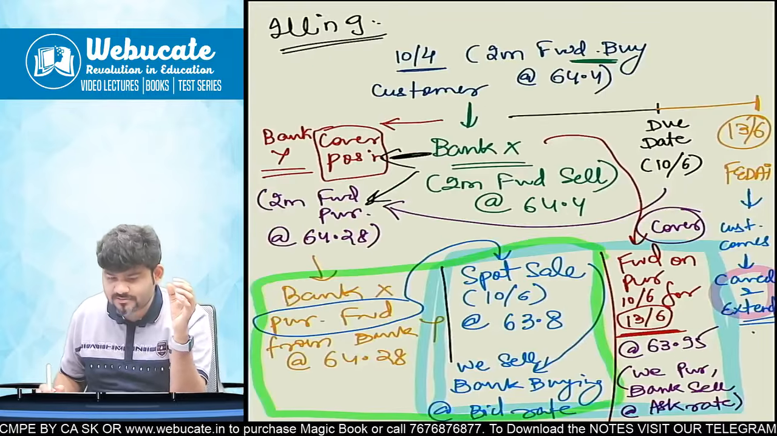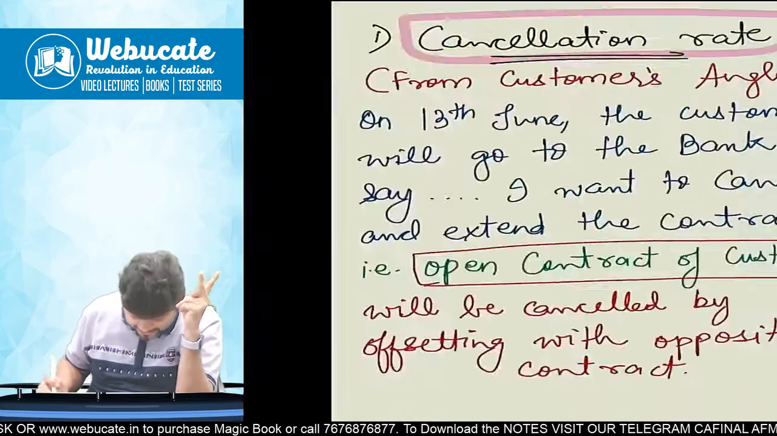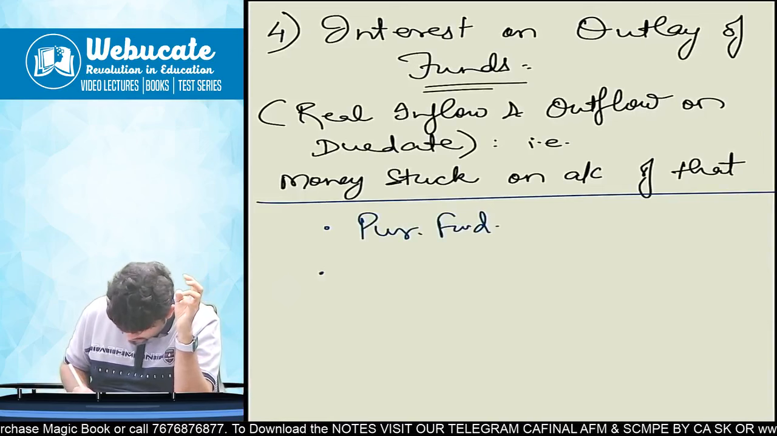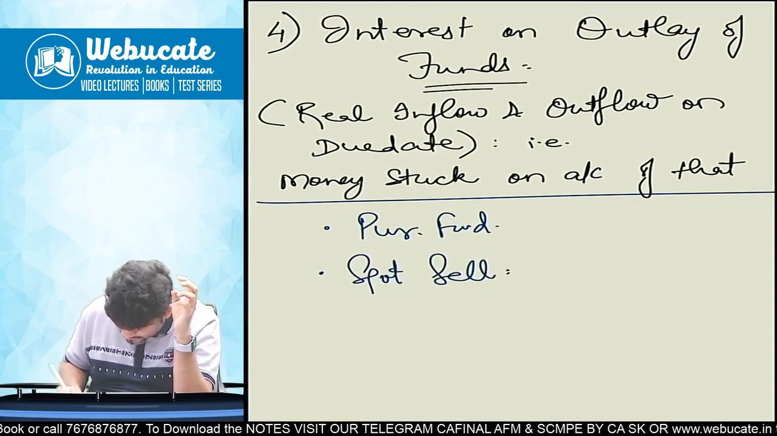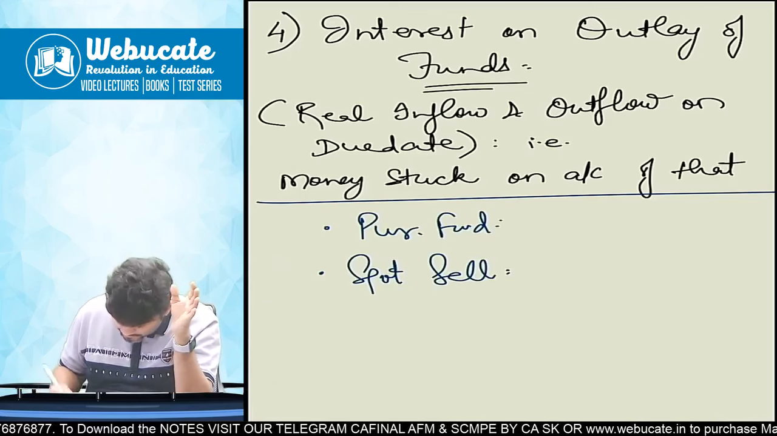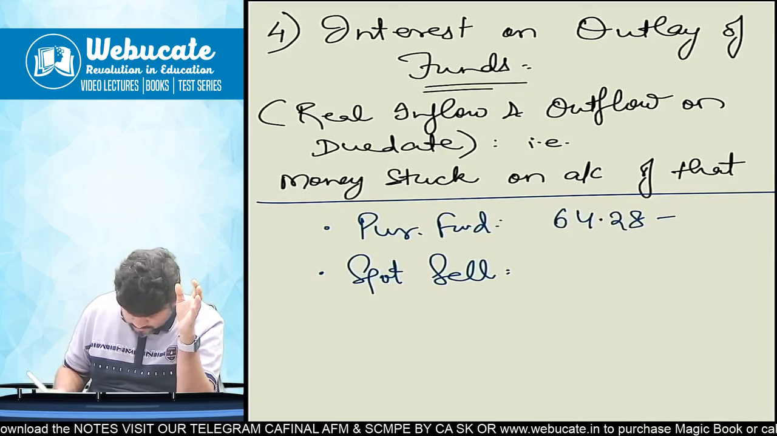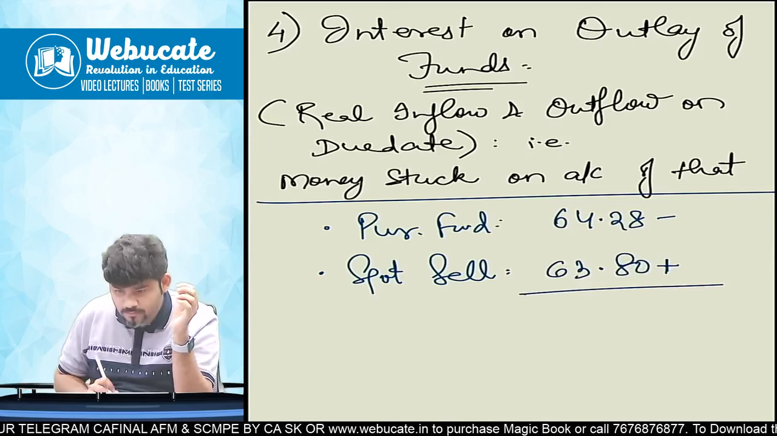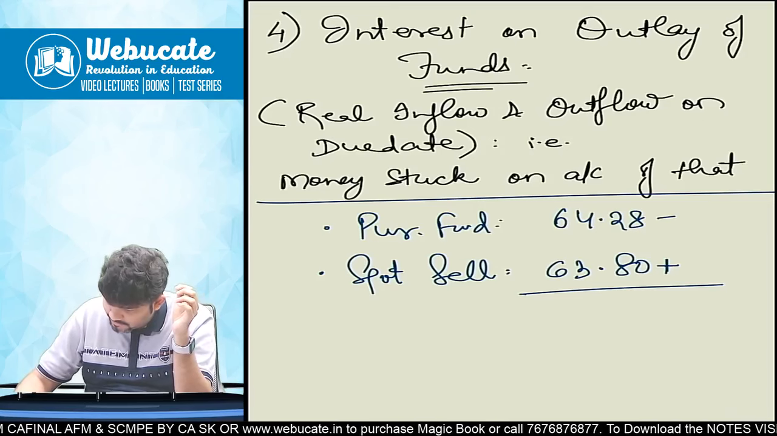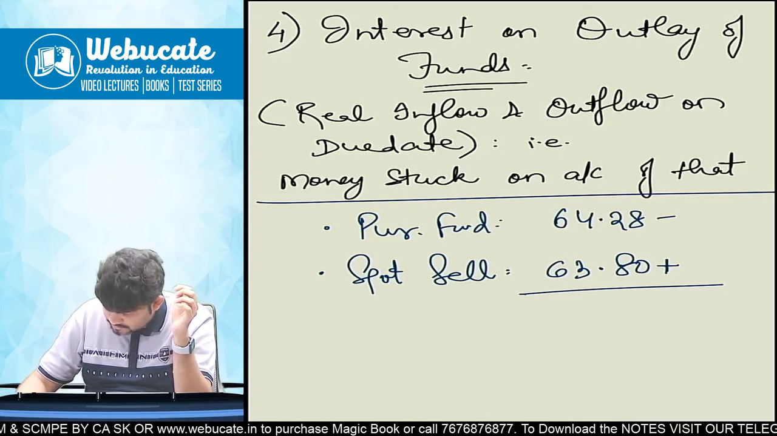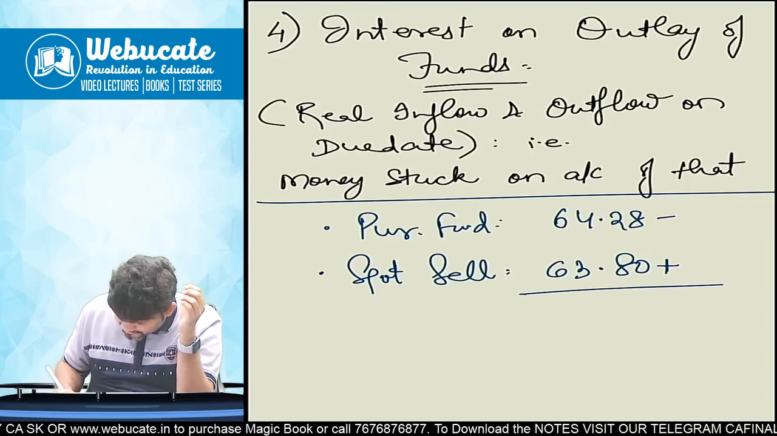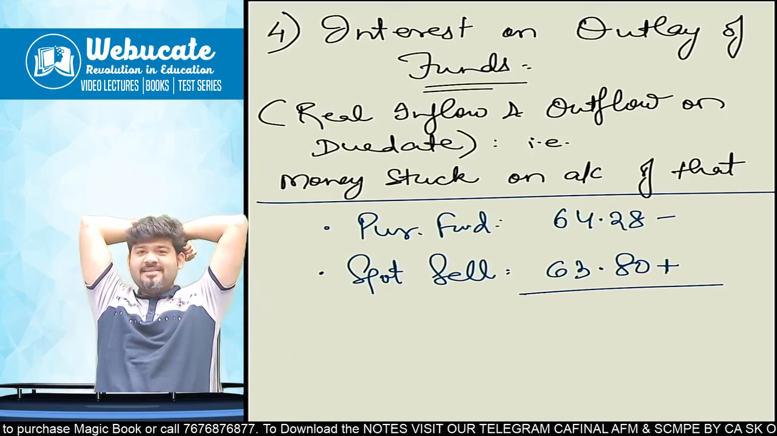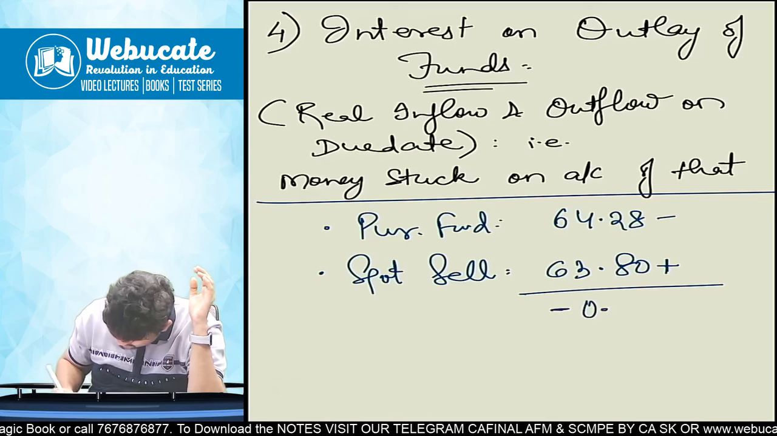So there are two things: purchase forward 64.28, spot sale 63.8. So 0.48. Oh, we are losing money. Oh, I thought we are earning money. We are losing money. 0.48 we are losing. So minus 0.48.